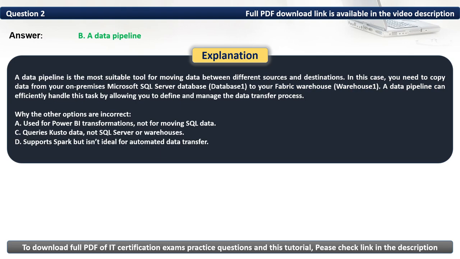A data pipeline is the most suitable tool for moving data between different sources and destinations. In this case, you need to copy data from your on-premises Microsoft SQL Server database to your Fabric warehouse. Data pipeline can efficiently handle this task by allowing you to define and manage the data transfer process.